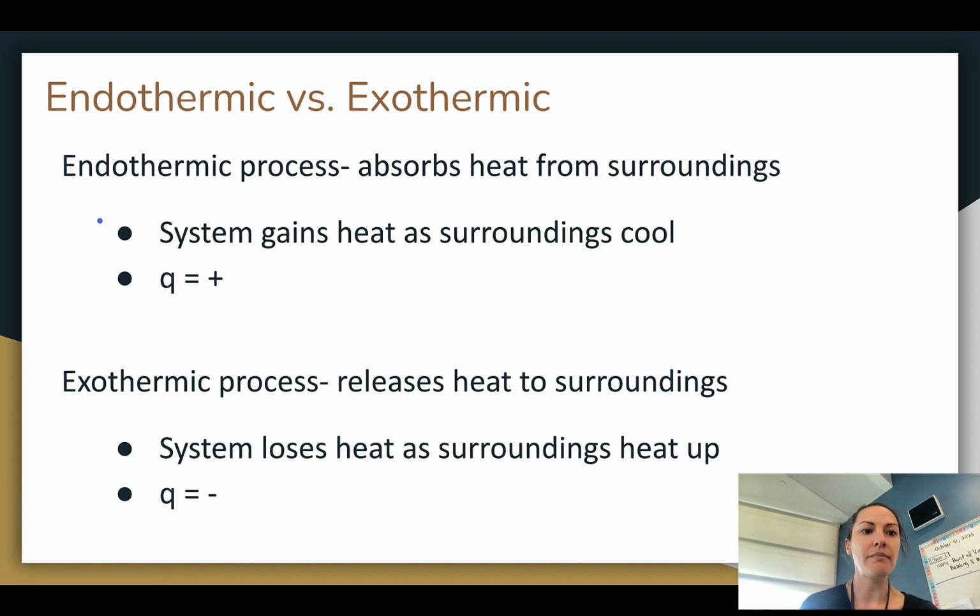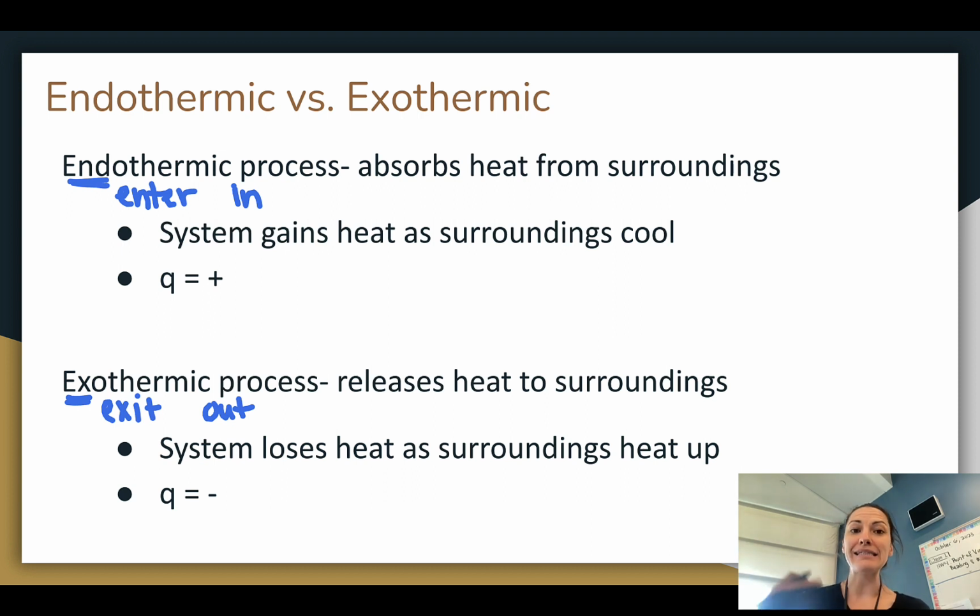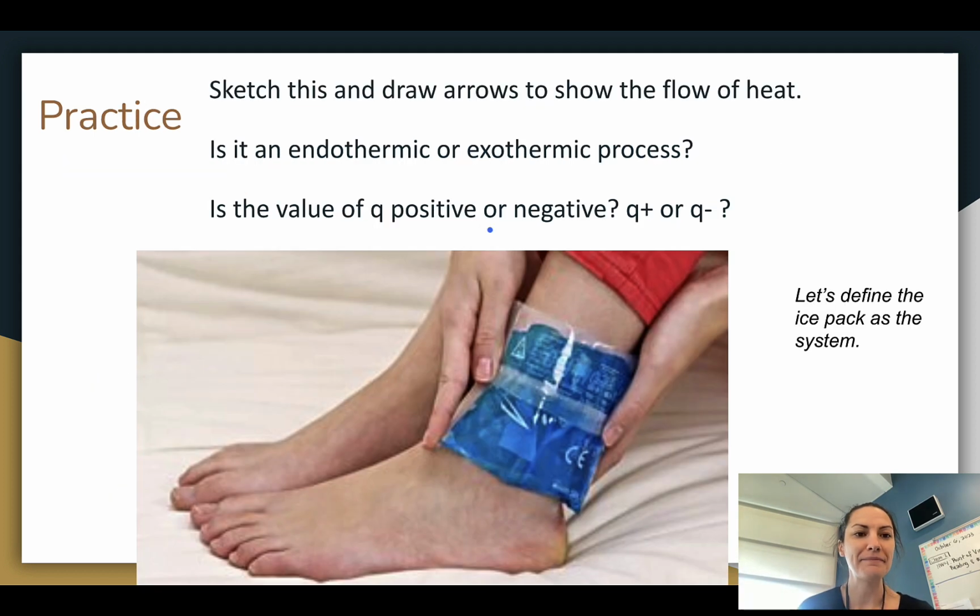So one way to remember this is endo is like the word enter or in, okay? And exo is like the word exit or to go out. So we use a systems-based approach. We define the system using these two words. In an endothermic process, heat enters into the system. In an exothermic process, heat exits out of the system. All right, so let's try that.